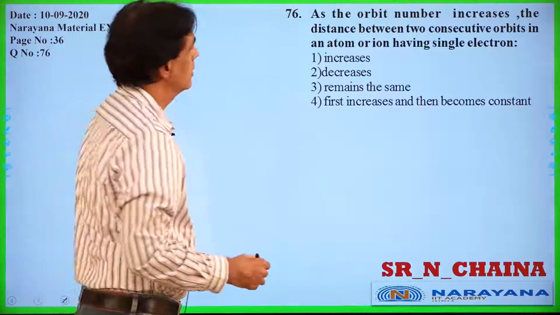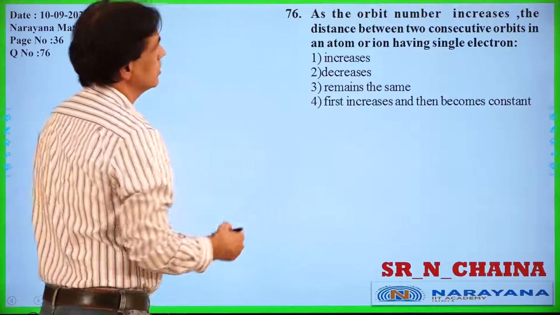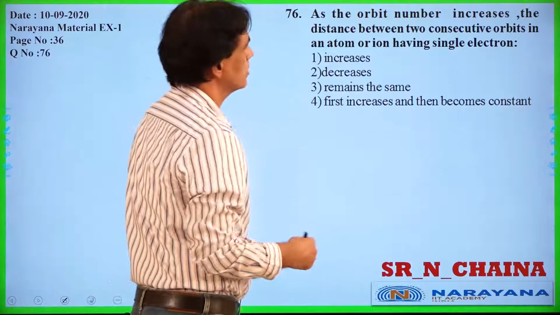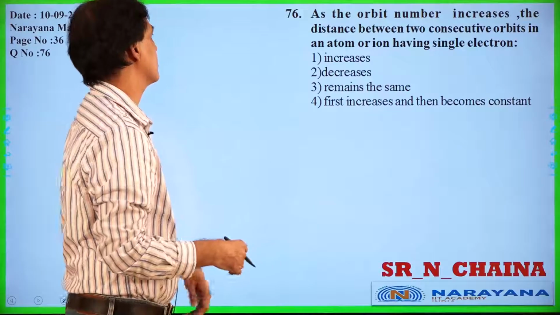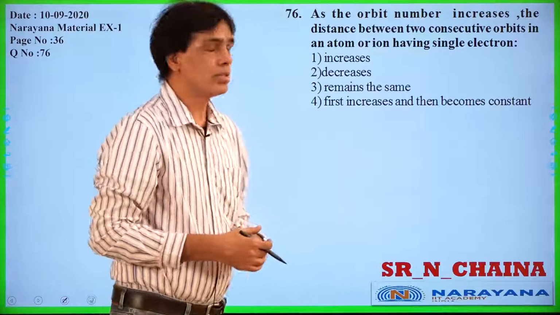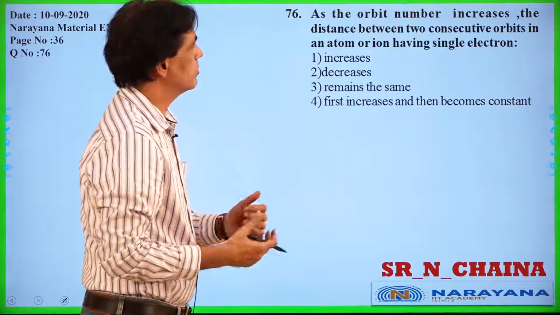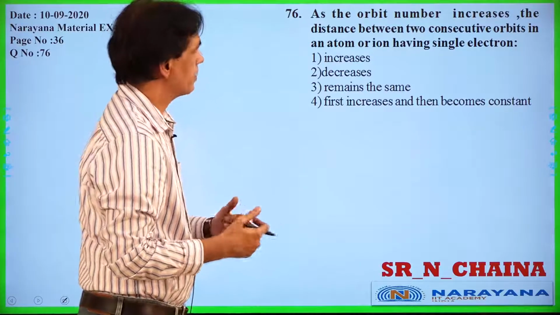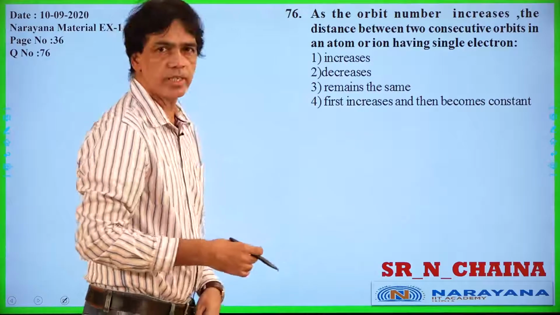Okay, this is the next question. As the orbit number increases, the distance between two consecutive orbits in an atom having a single electron increases, decreases, remains the same, or first increases and then becomes constant. So these are the options. If the orbit number is increasing, then the distance between two consecutive orbits increases or decreases. That's what we need to find out.